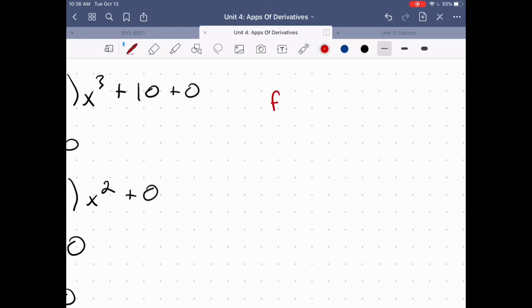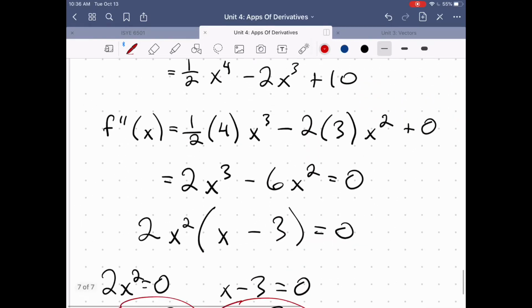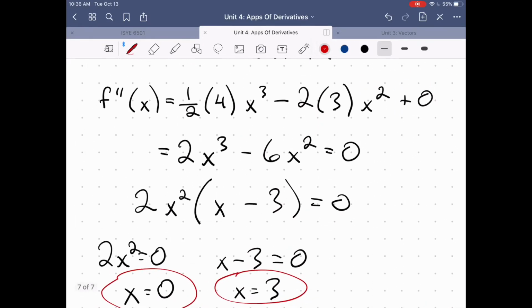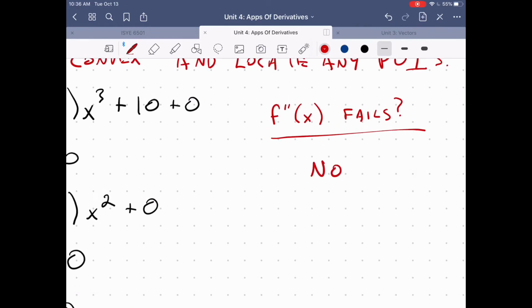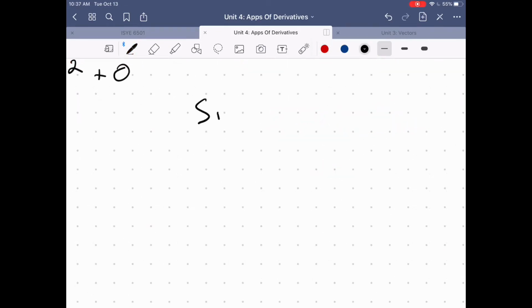I also want to consider when f double prime of x fails. My second derivative I calculated right over here, and that was 2x cubed minus 6x squared. Since I'm not dividing by x anywhere, that means that the second derivative does not fail. So next up, we want to do a sign test.